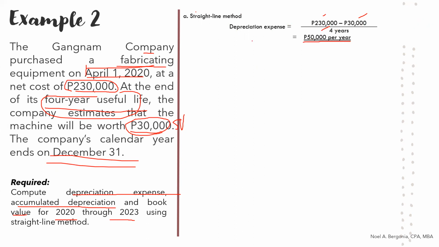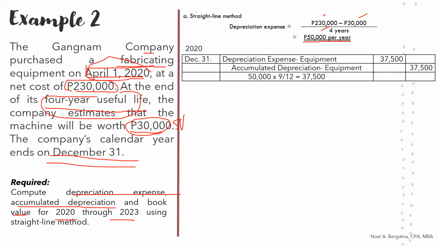Per year yan ha. Unfortunately, in 2020, hindi po yan good for 1 year kasi nagsimula lang tayo ng April. So pag nag-entry ka on December 31, 2020, hindi siya good for 1 year na 50,000. It will only be, pag binilang mo, April, May, June, July, August, September, October, November, December. So meron ka lang 9 months.